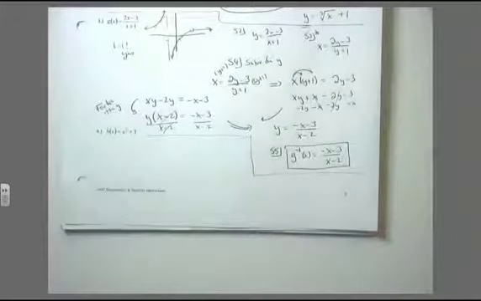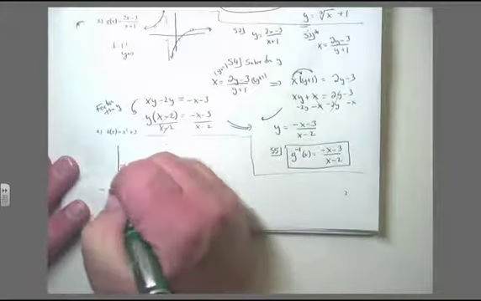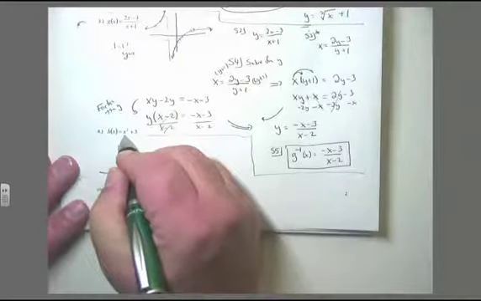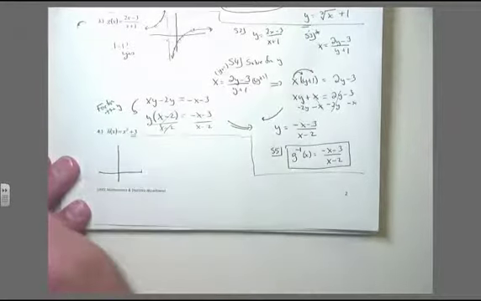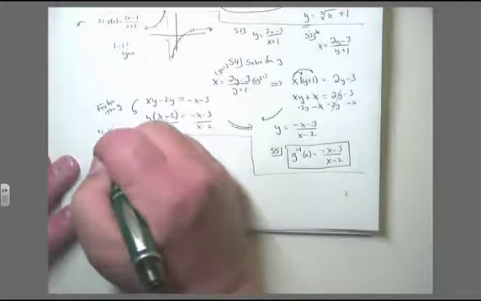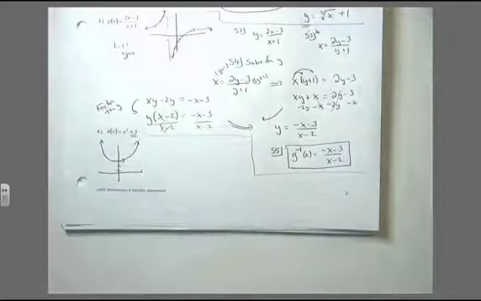Take a look at problem number 4 here. h of x is equal to x squared plus 3. Find the inverse function, if it exists. So the first thing I want to do is graph this. What does x squared plus 3 look like? x squared is the shape of a parabola. Plus 3 is going to shift it up 3 units: 1, 2, 3. And it's a parabola. Remember, only one-to-one functions have inverse functions. Is this thing one-to-one?